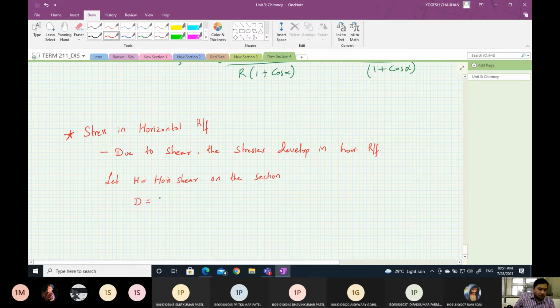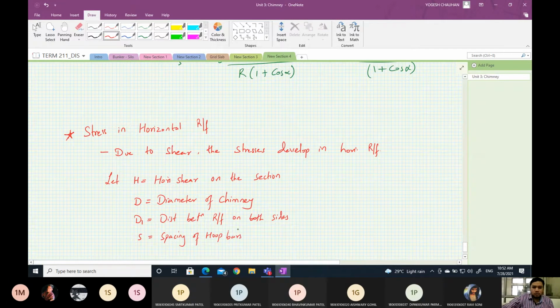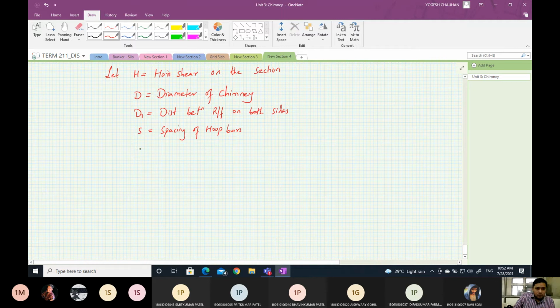D be the diameter of chimney, D1 be the distance between reinforcements on both sides, and S be the spacing of hook bars, A5 be the horizontal hook bar in pitch S mm.